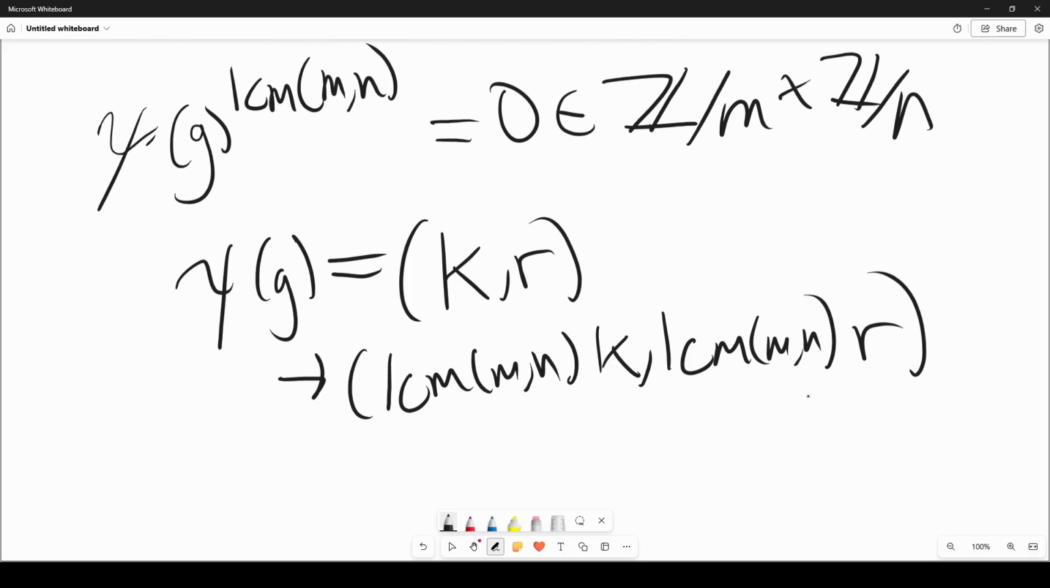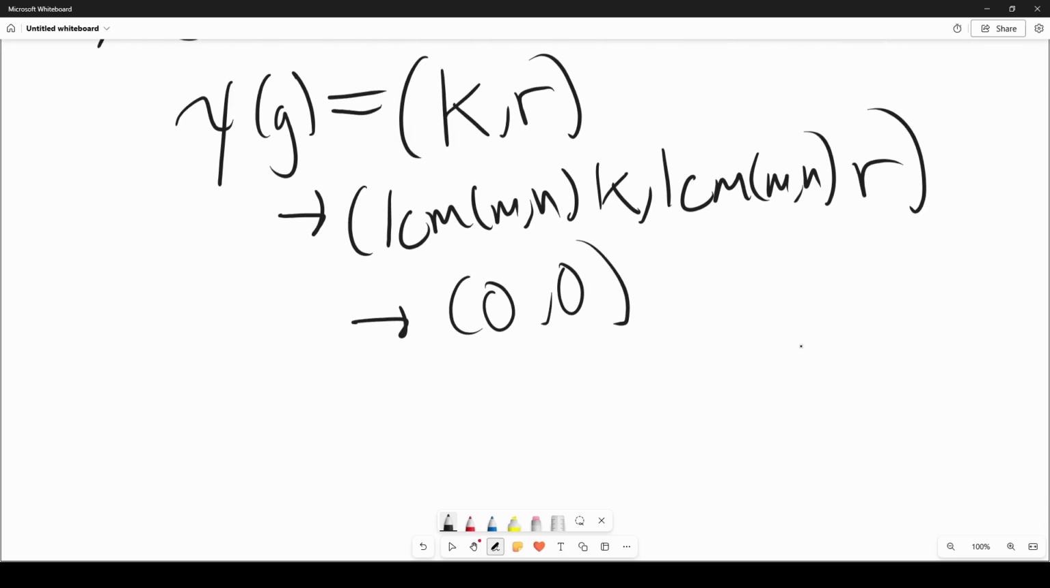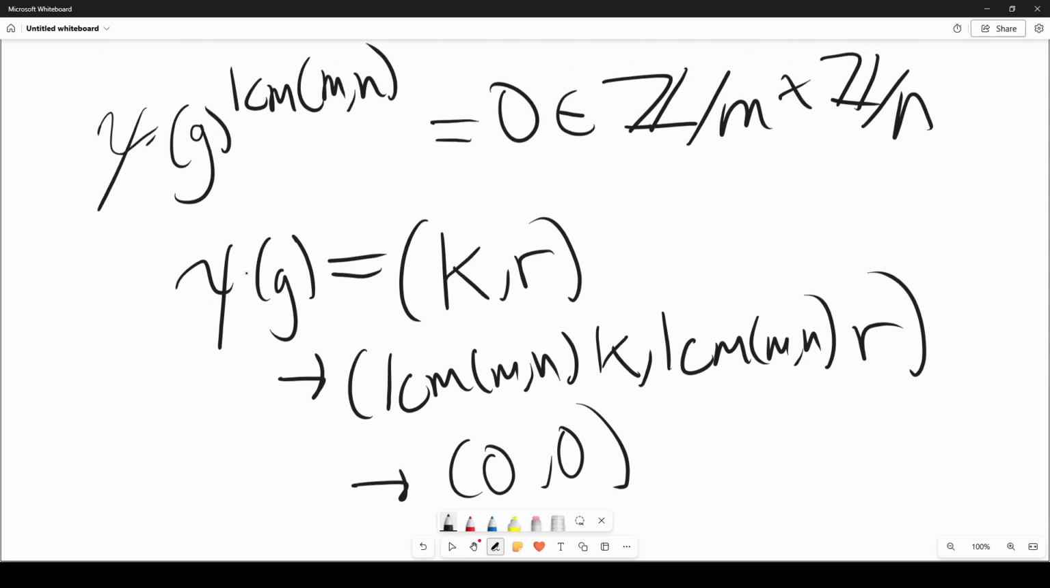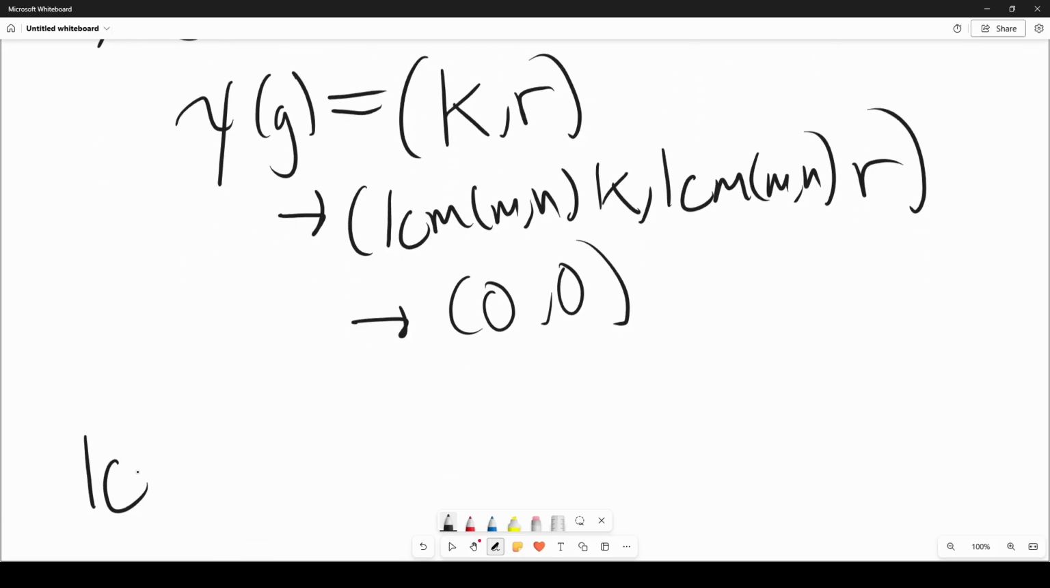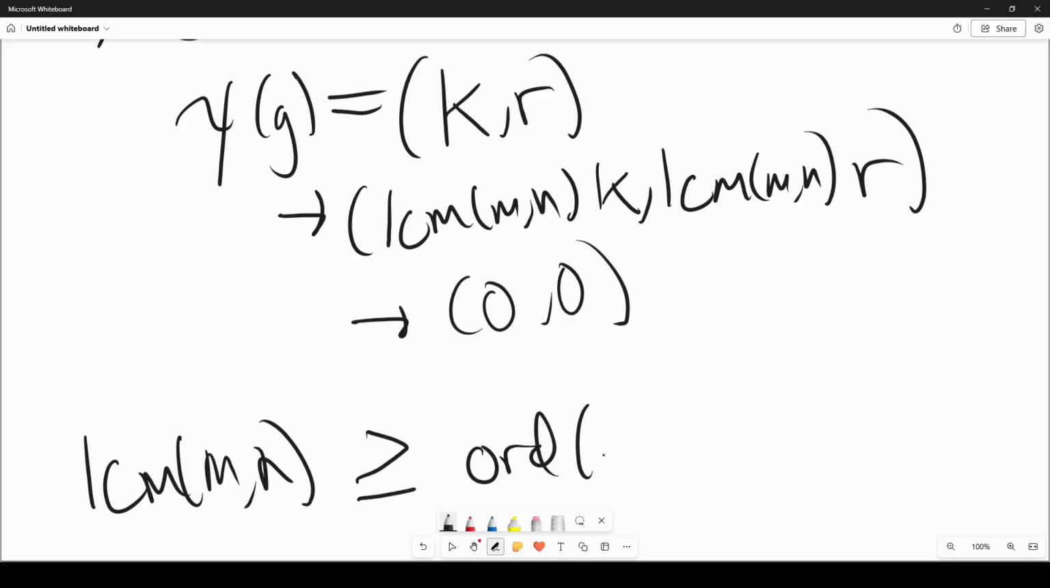But of course, the least common multiple of m and n, well, m goes into that and n goes into that. So this has to be equal to (0, 0), because this part is 0 and this part is 0, regardless of what k and r are. Which means that this property means that the LCM of m comma n has to be greater than or equal to the order of psi of g.